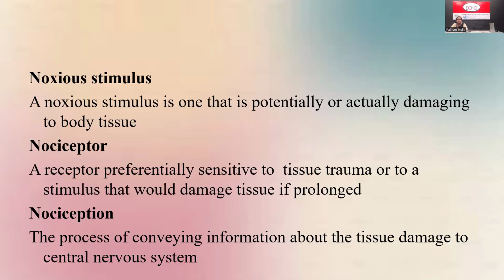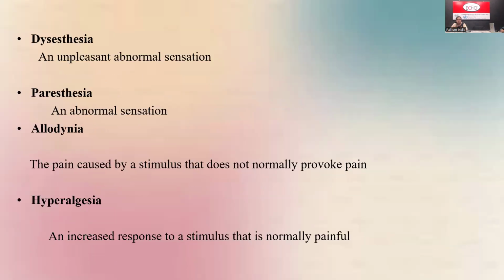And nociceptor. What is a nociceptor? A receptor preferentially sensitive to tissue trauma or to a stimulus that will damage tissue if prolonged. That means it's a receptor which perceives the noxious stimulus. And nociception is the process of conveying information about this tissue damage to the central nervous system. Okay, next. That process is called nociception.